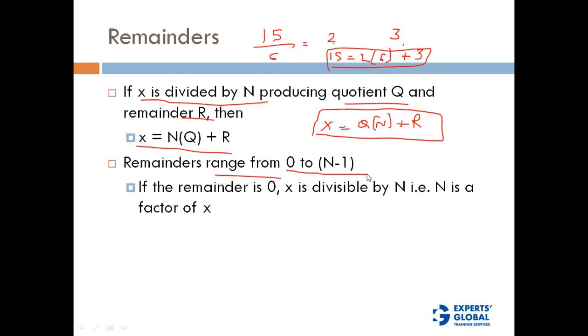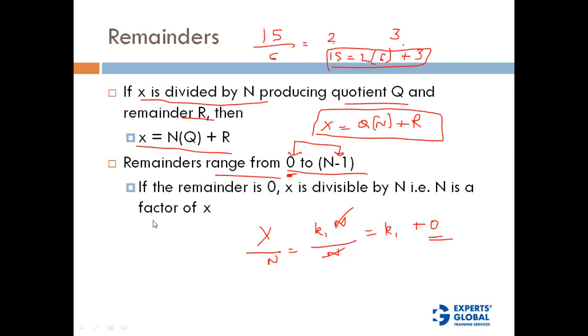Remainders range from 0 to n minus 1. Obviously, if your x is a multiple of n, so x is equal to k1 times n, then k1 times n divided by n gives us some whole number. So the remainder there is going to be 0. The remainder will range from 0 to n minus 1 because it cannot go to n. If it becomes equal to n, then 1 gets added to the quotient and the remainder becomes 0.